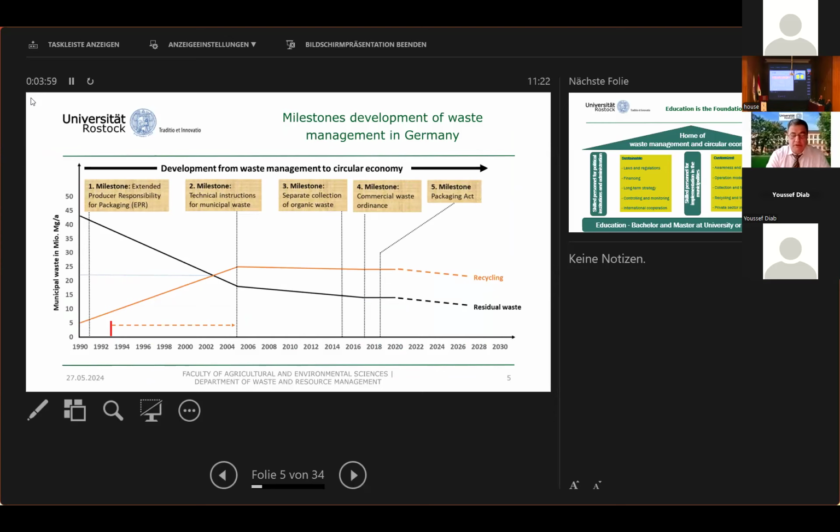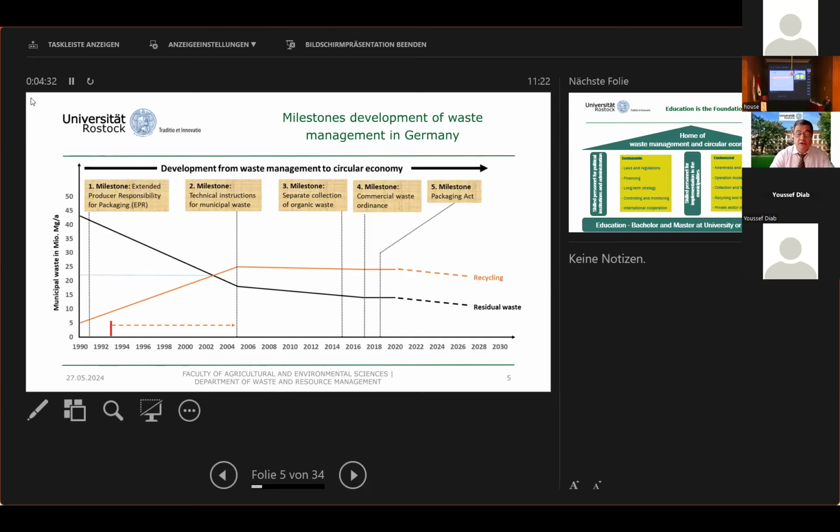The most important milestone was 1991, the extended producer responsibility for packaging. It means the producer should pay for the packaging, and we use this money for the waste management. For example, in Germany, from packaging alone we collect about 1.5 billion euro, and we use it for the waste management. That's the reason waste management is working.